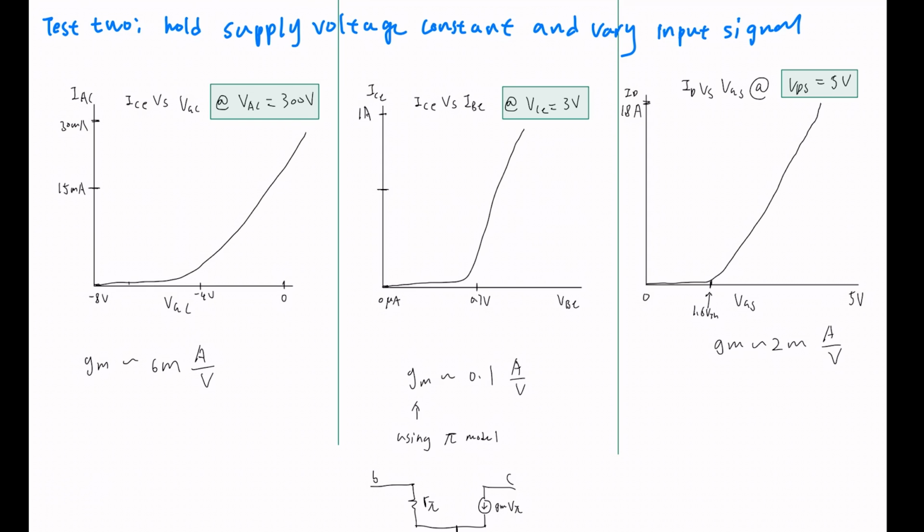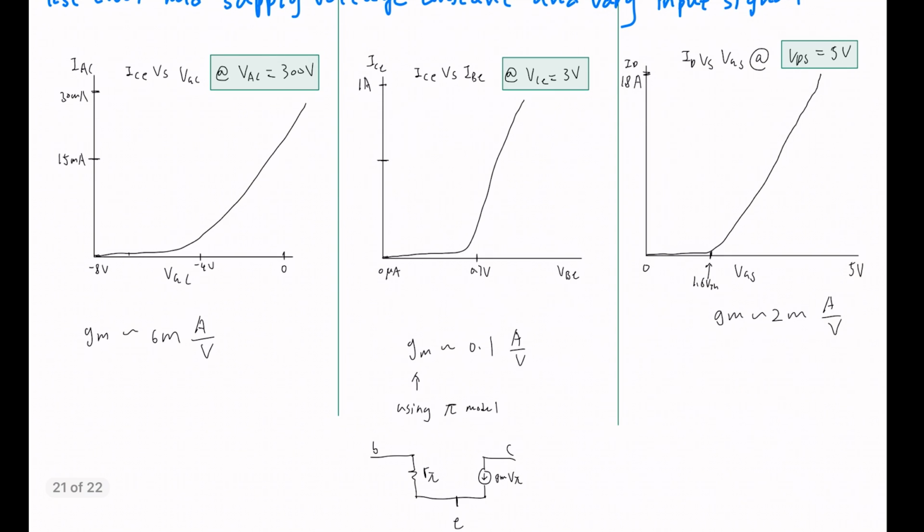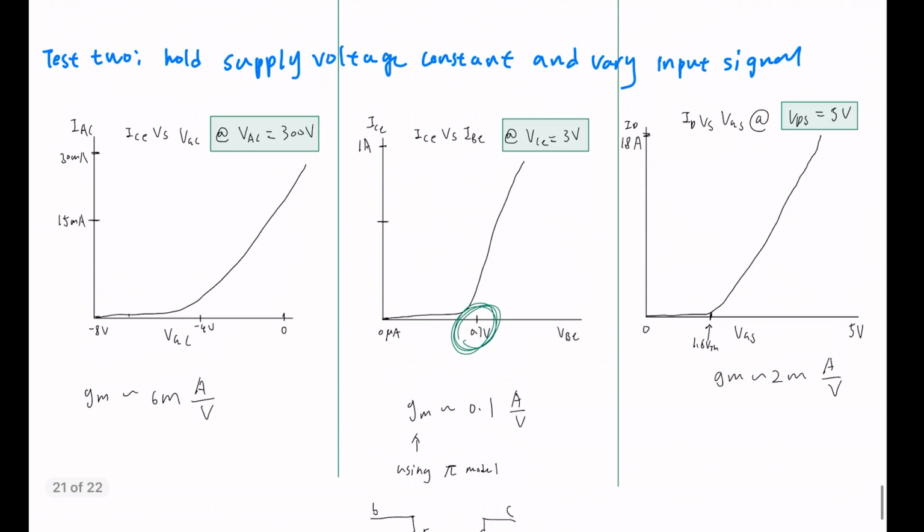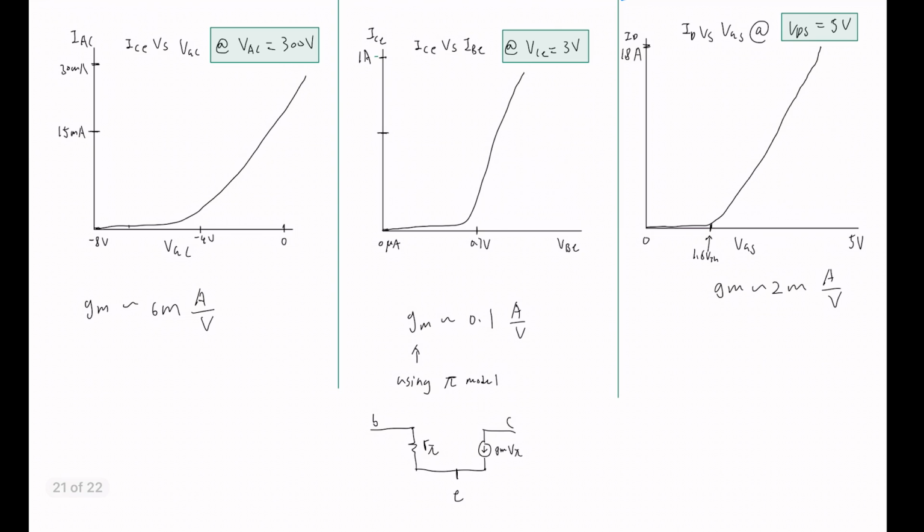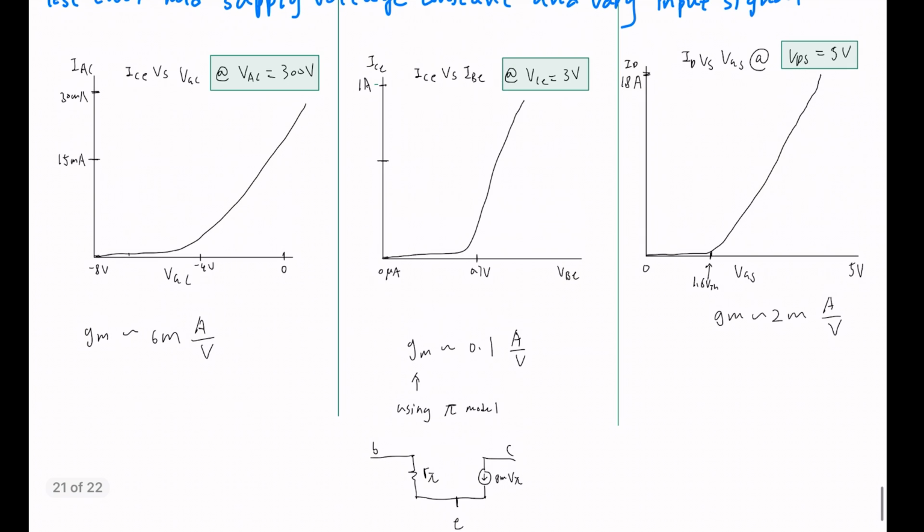As you can see, for all the devices, no matter whether it's BJT, MOSFET, or vacuum tube, they all behave quite similarly. Roughly an exponential increase after a certain point. So, for example, for the BJT, after 0.7 volts, the current increases exponentially as the input signal increases. The difference is in the transconductance ratio, which defines how well the device can amplify the signal.